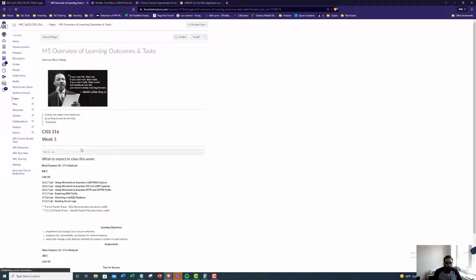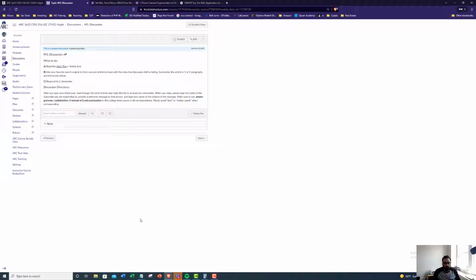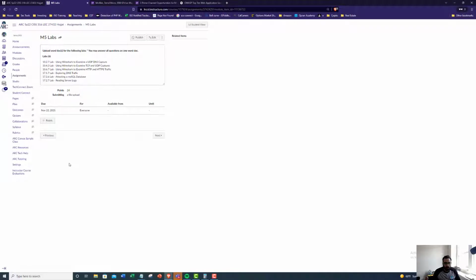For module 5, we're going to be reviewing chapters 10 through 17, so you have to read chapters 10 through 17. We have 6 labs due, but the 6 labs are only going to be on chapters 10 and 17. I picked which labs are important, so there wasn't anything specific for 11 through 16. So just labs for 10 and 17, but I would like you to read 10 through 17 regardless.